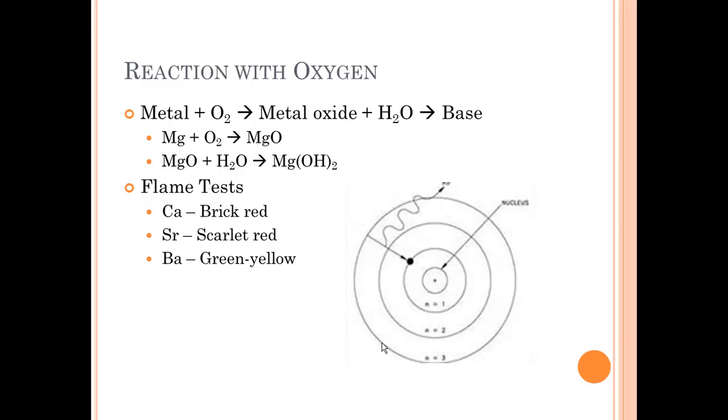Like any other metal, they have different colors. The flame test shows calcium is a brick red, strontium is scarlet red, barium is a greenish yellow, almost like a golden apple color. The reason why is when they get excited, electrons jump energy levels, and then there's not enough energy to hold that electron, so it has to fall back down, releasing light.